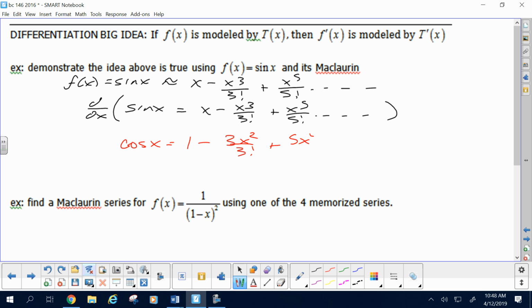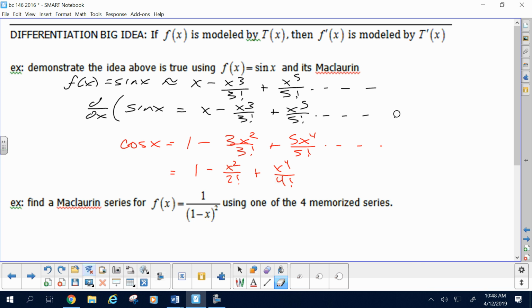I like it. How does 3 over 3 factorial clean up? 1 over 2 factorial. So that amounts to x squared over 2 factorial. The 5s divide out, leaving you with x to the 4th over 4 factorial. Say we did the general term.